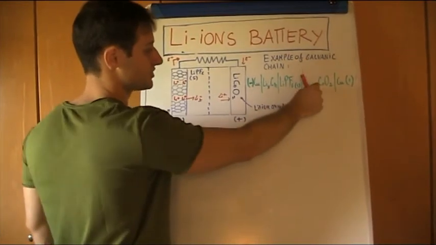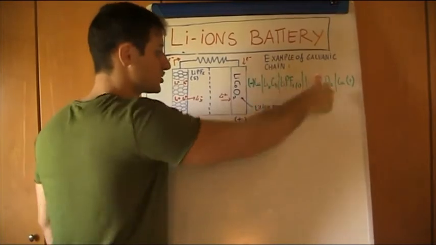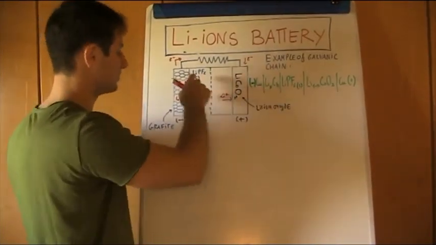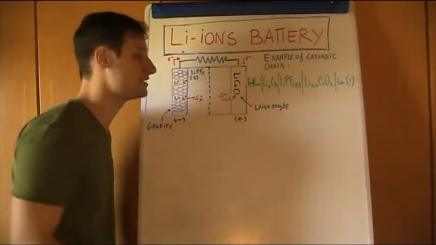And what does it mean? That this difference decreases and the amount of lithium is increasing. So this galvanic chain tells us that when the reaction is proceeding, the amount of lithium is decreasing inside this graphite layer, but is increasing inside the oxide.